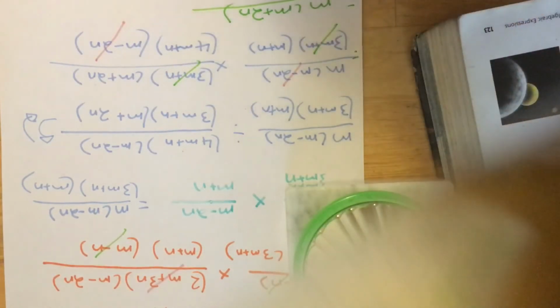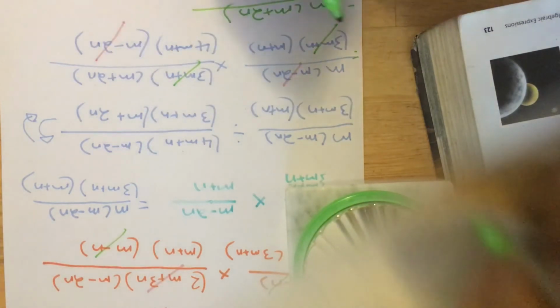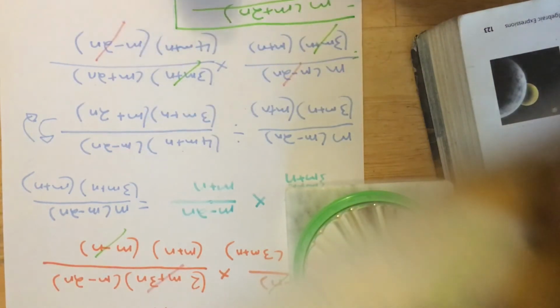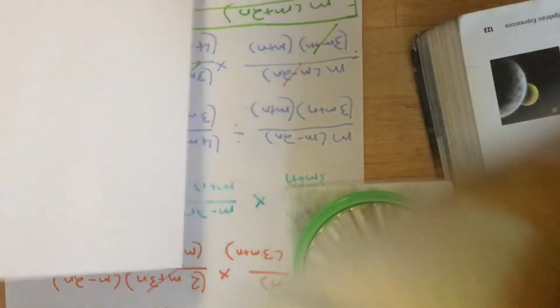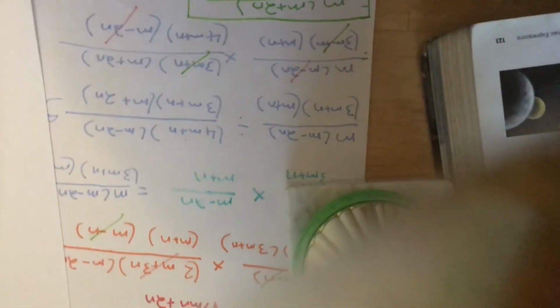So that's what we're left with, and we can say that this is the final answer, but we still have the restrictions to figure out. So when we're looking for the restrictions, sorry if you can't see that clearly, I'm just going to rewrite the final answer.